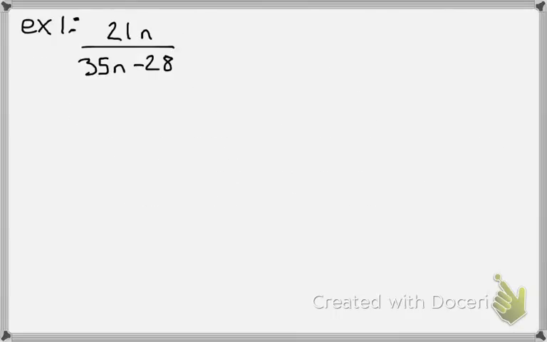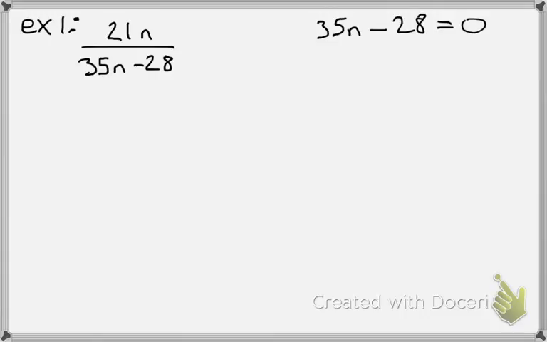So if we have this example here, 21n being divided by 35n minus 28. First thing we need to do is find our excluded values. We learned how to do that in the previous video. Your excluded values were found when you took your denominator and set it equal to 0. So my 35n minus 28, I set equal to 0.